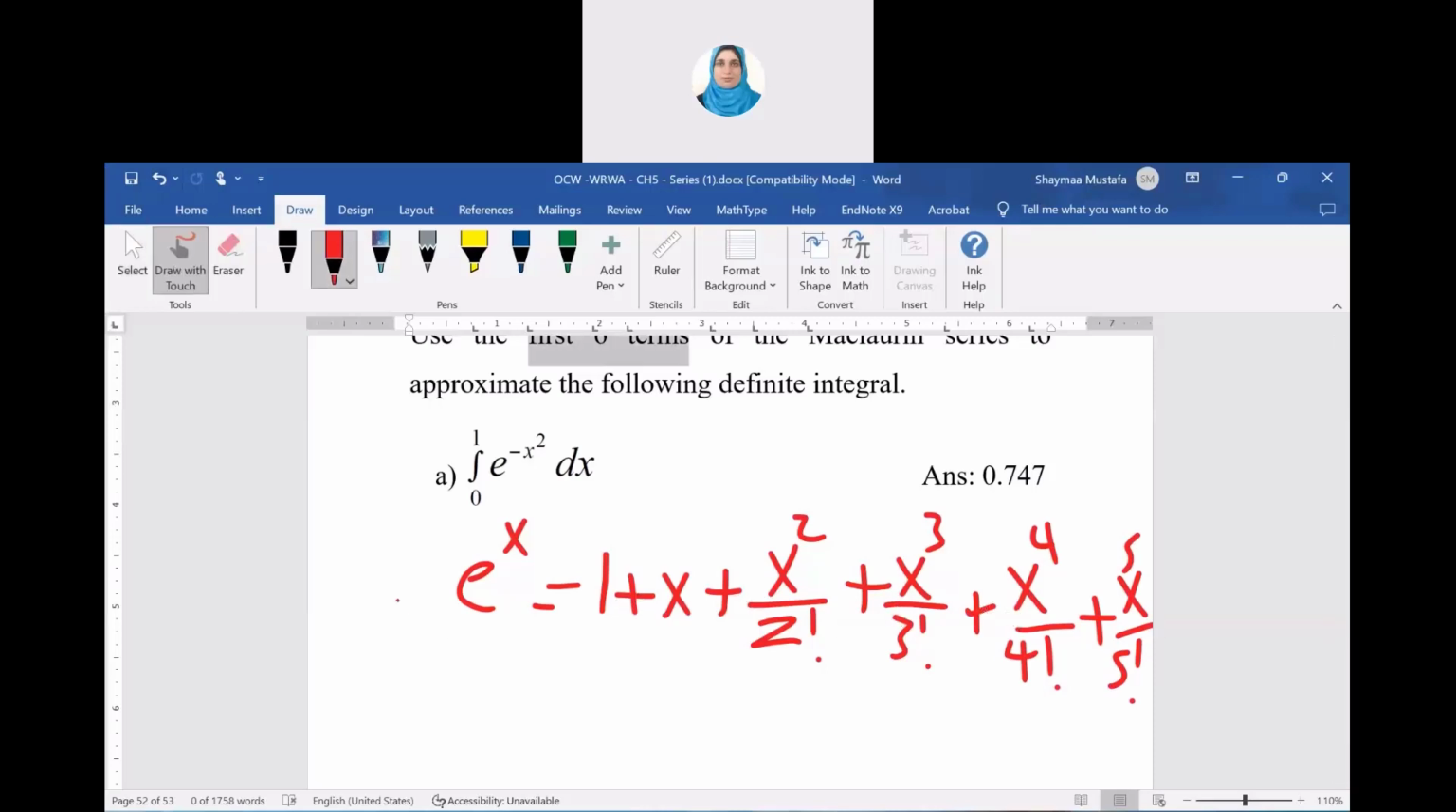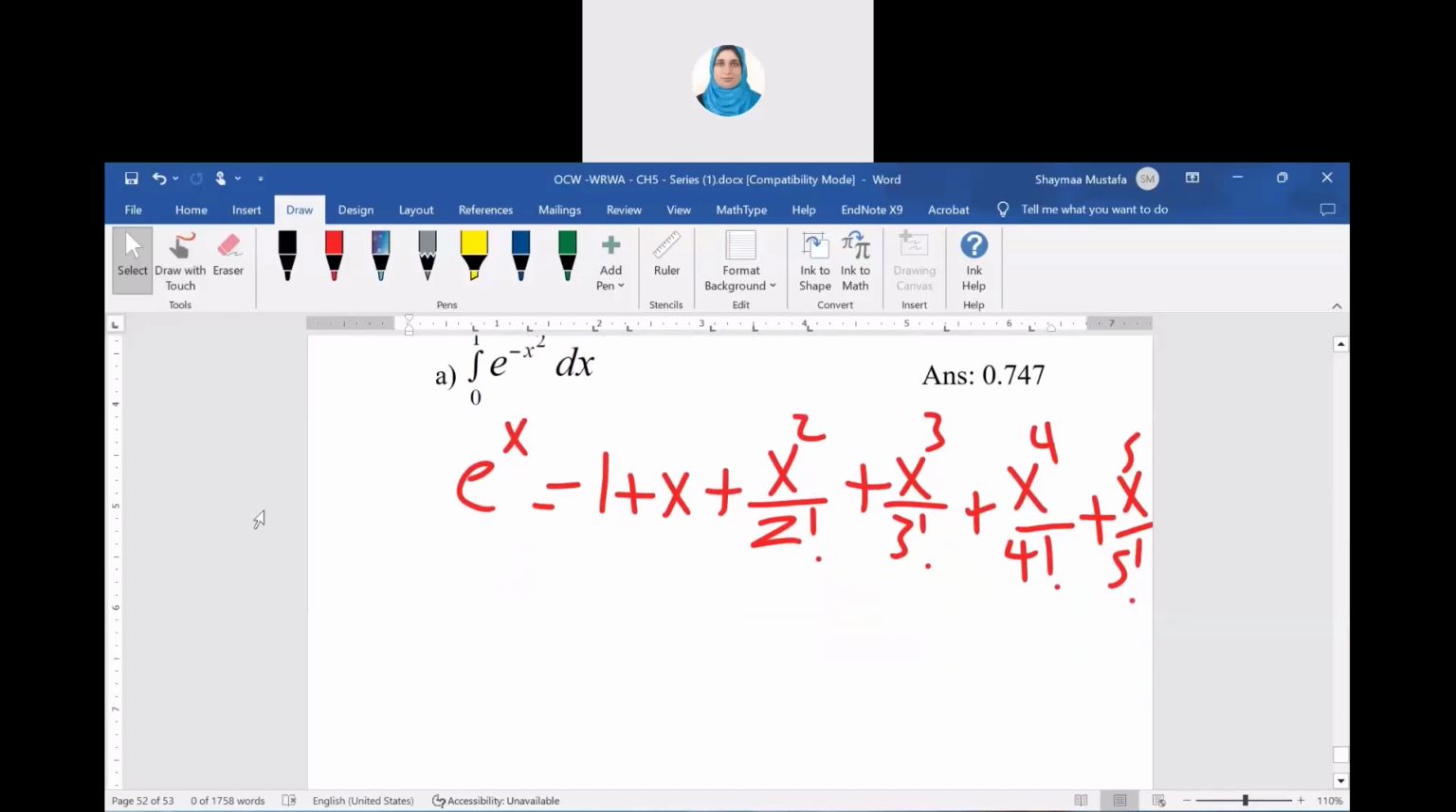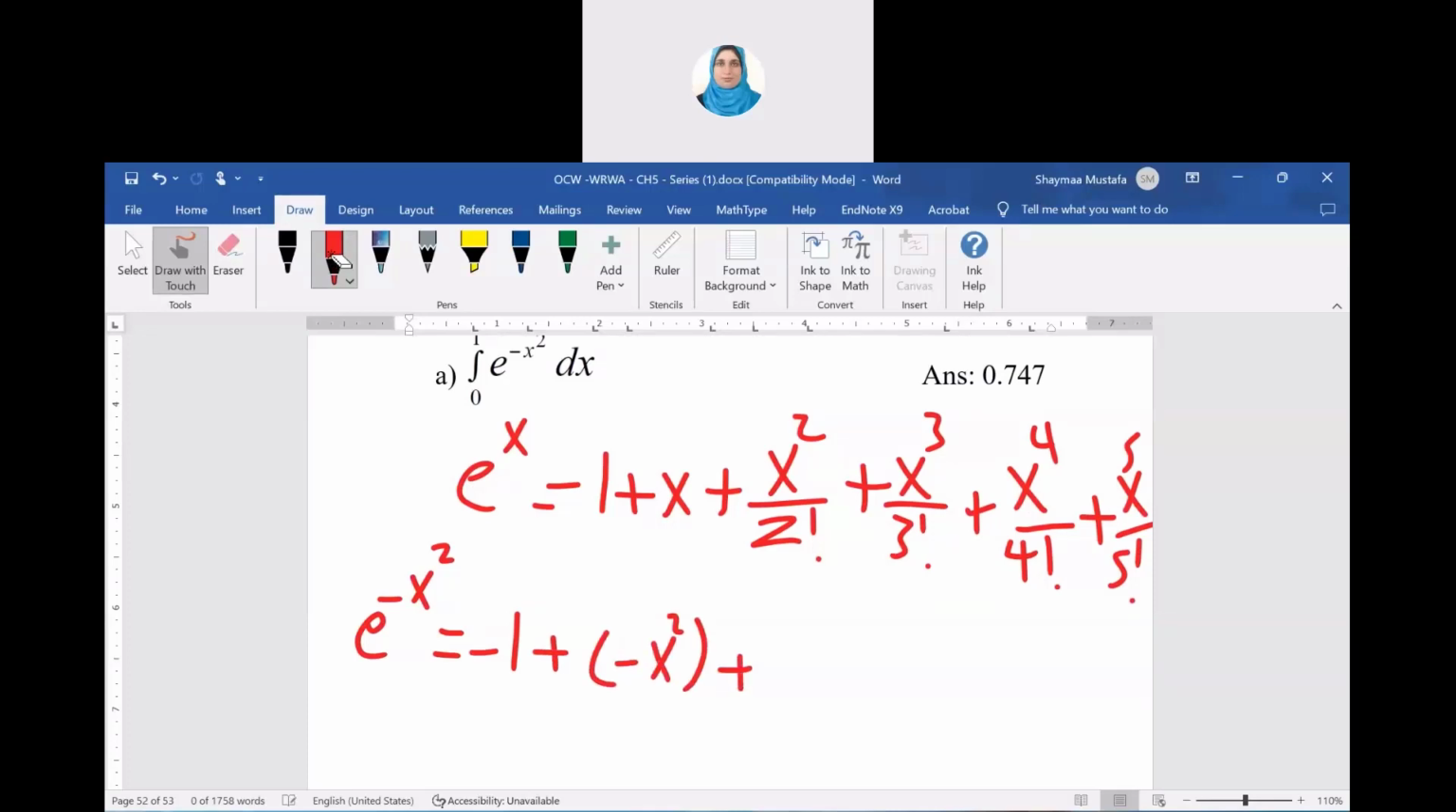Six terms. Now from e to the x, I need to evaluate e to the minus x squared. So I will replace each x by minus x squared.